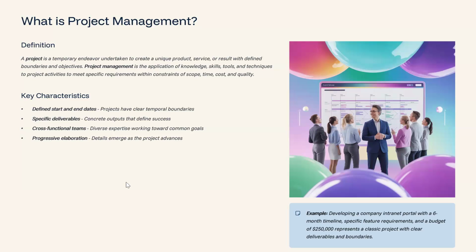If you have any questions, you can ask. If you look at the example I have below here, developing a complete intranet portal with a 6-month timeline, specific features, requirements, and a budget of, let's say, $250,000 represents a classic project with clear deliverables and boundaries. I hope this is clear, right?